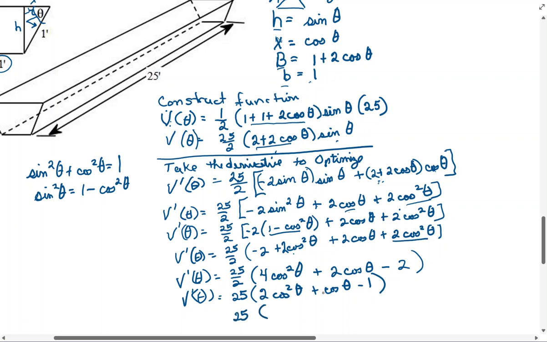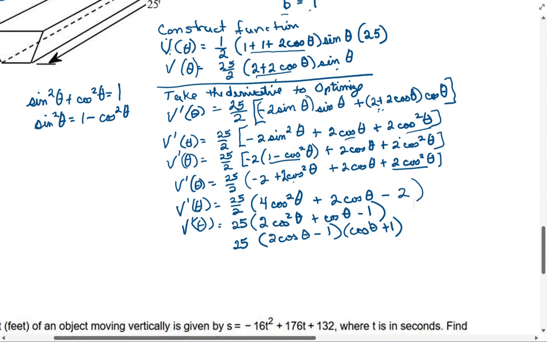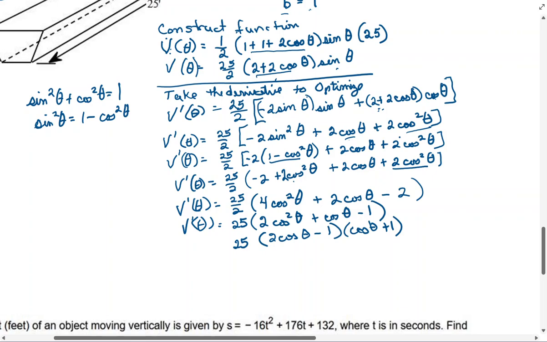And so on this guy here, I'm going to have 2 cosine theta minus 1 times cosine theta plus 1. All right. And you know, we don't want a negative measurement because we're going to set it equal to 0. So the 2 is gone. Is everybody good with that?